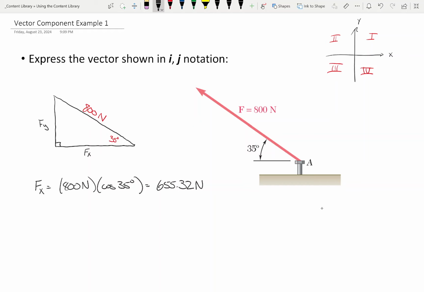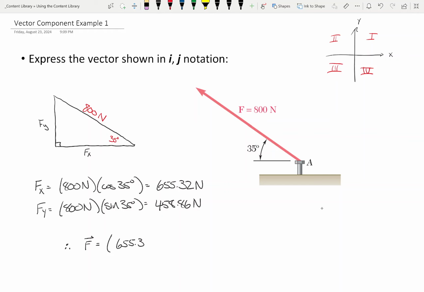Second on that? Okay. All right. So Fy is what? 800 newtons times sine of 35, which is 458.86. Do I have a second? Okay. So if I were to describe this vector in IJ notation, would this be the answer?